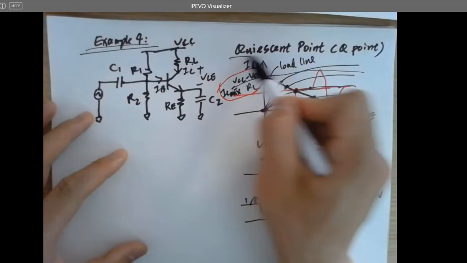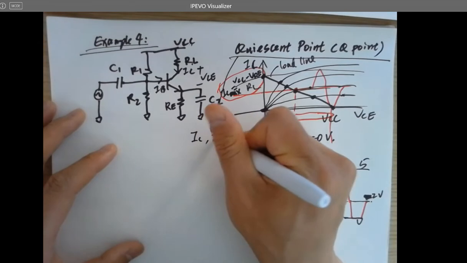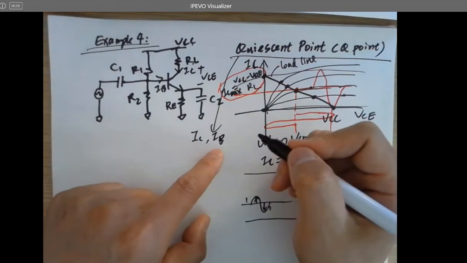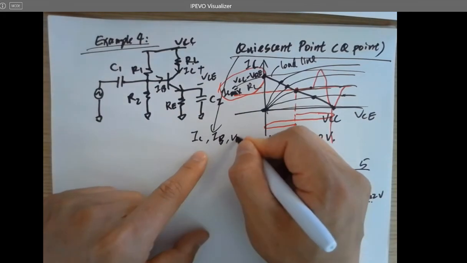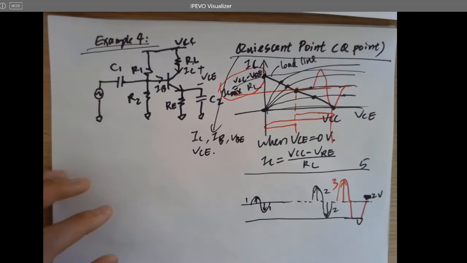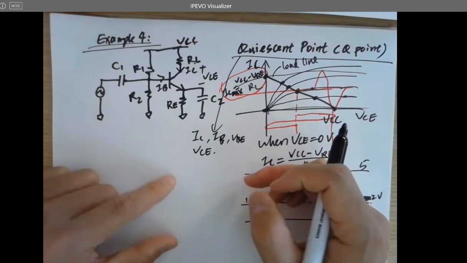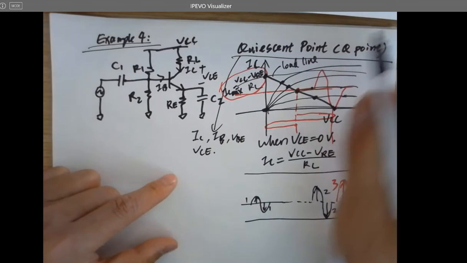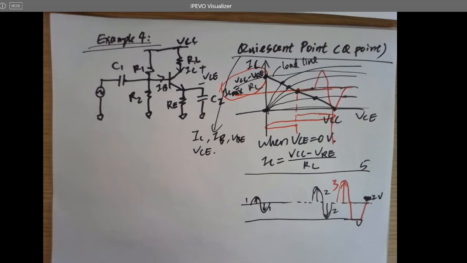So the Q point includes IC, IB, because if you know IC, you get IB just by dividing by beta, right? If you know one of them, you can calculate all of them, like VBE, VCE, so all these DC points. Whenever it's asking you to get the Q point, just calculate one of them and then find out the rest afterwards, right?